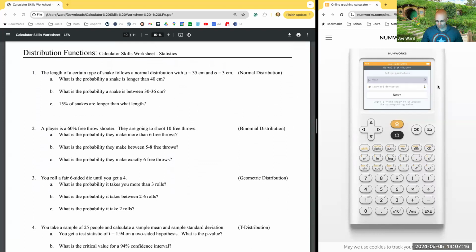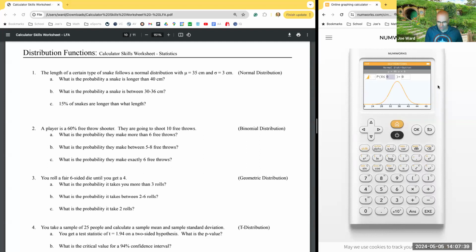And it says the mean, so I'm going to plug in 35. It says the standard deviation, we'll plug in 3 and go to next. And this calculator is great because right away it shows you a visual. So what we know is that most snakes are in this range from about maybe 24 to 45. Almost all snakes are in that range. Most of them are in the center, hovering around 35. So it says, what's the probability a snake is longer than 40?